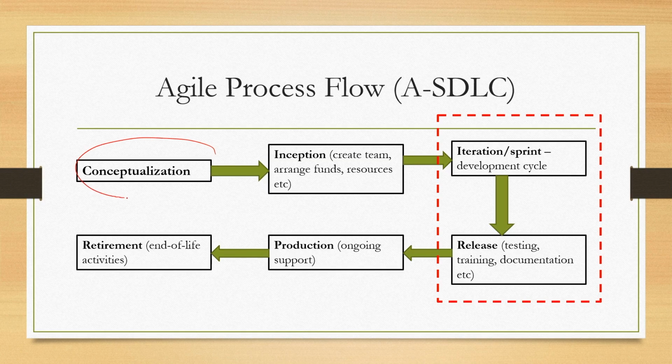So, what is this process flow? More or less similar to the standard system, shown in a different way: conceptualization, then inception, which involves creation of the team, arranging funds, resources, etc. Then iteration, also known as sprint, which is the development cycle, followed by release, which includes testing, training, documentation, etc., followed by production, that is the ongoing support, followed by retirement, that is end of life activities.